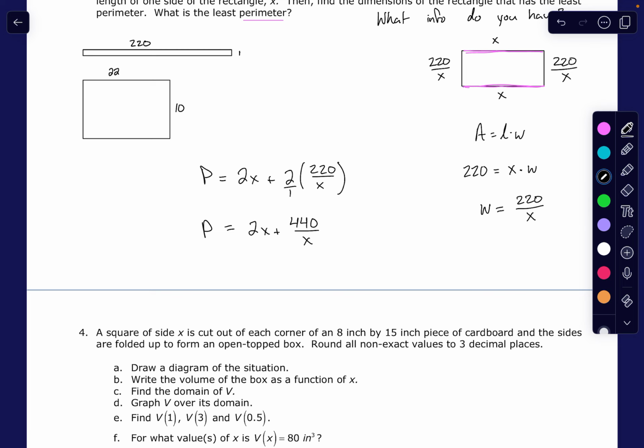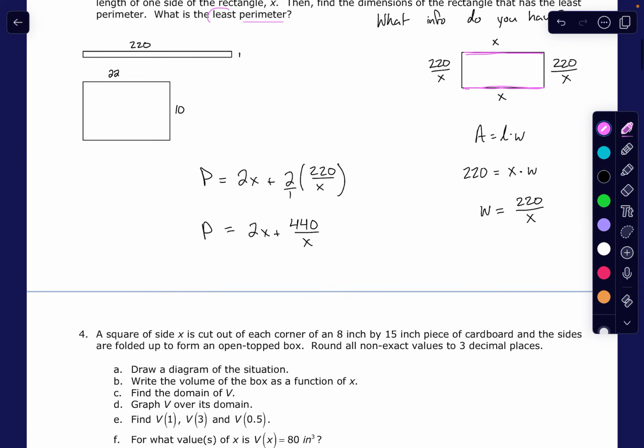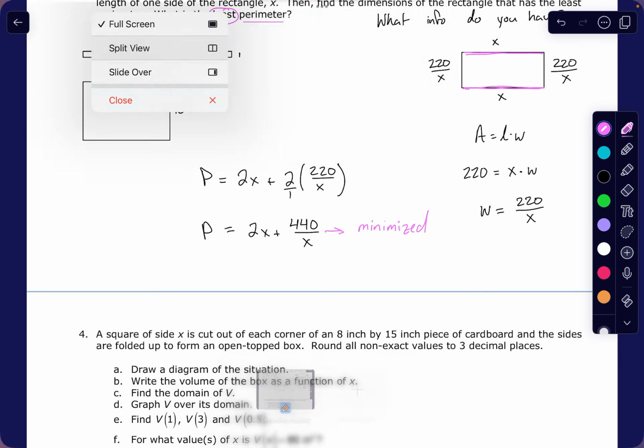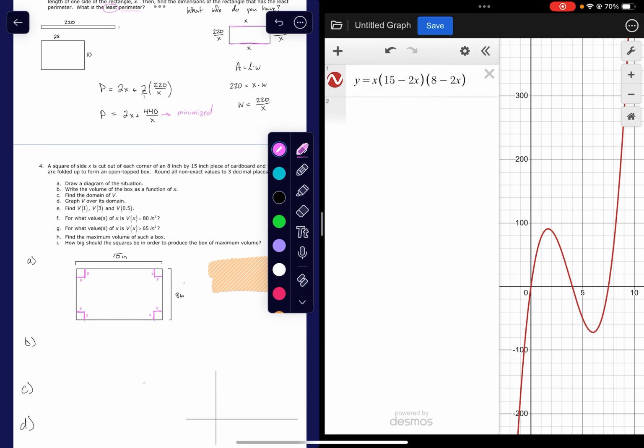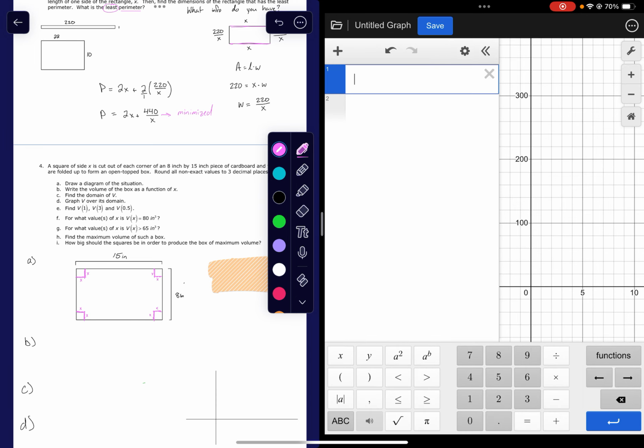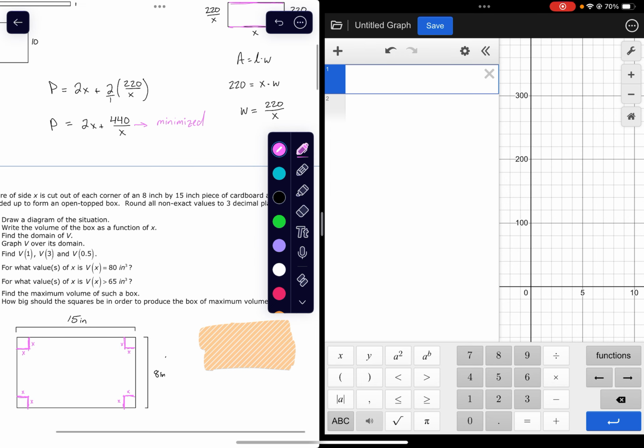Naturally, when we're asked to find the least amount of perimeter, we're asking for when this is minimized. In other words, we're looking for a local min. So at this time, I'm going to do this in Desmos, but please take a second to open up your graphing calculator into your y equals, and we're going to take a look at this function. So say our y value, our output, is equal to 2x plus 440 over x.